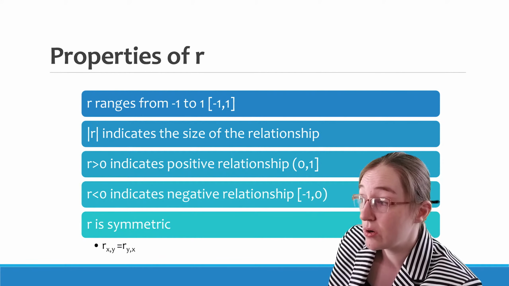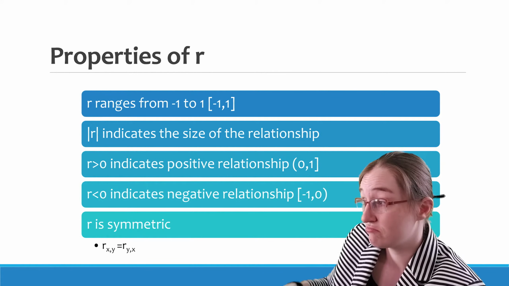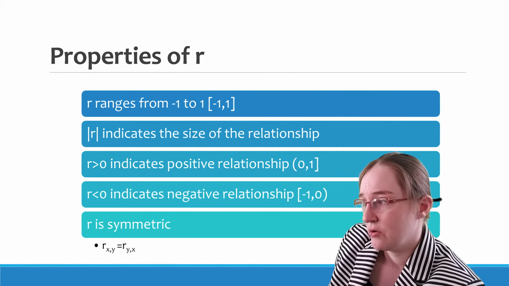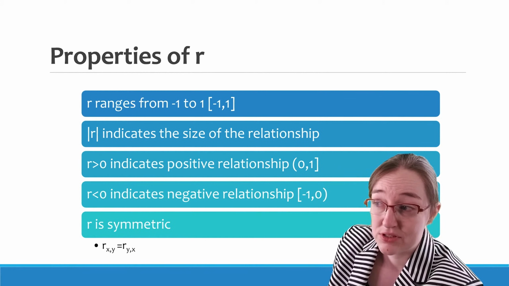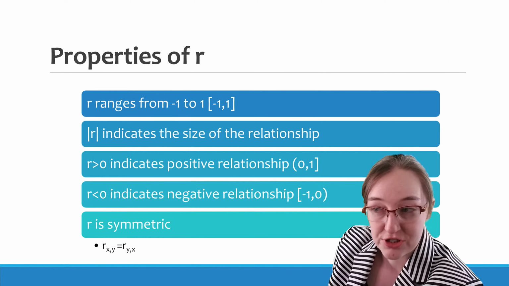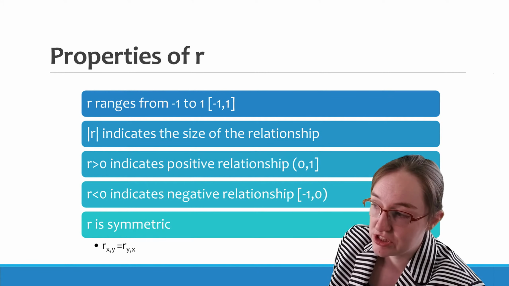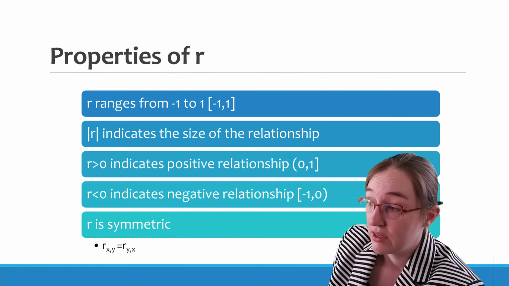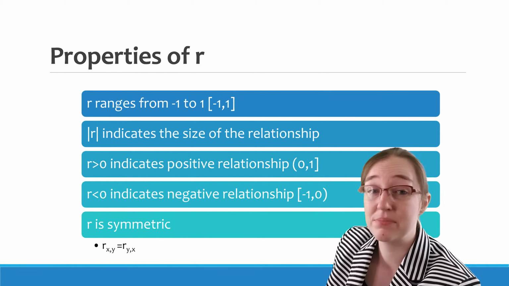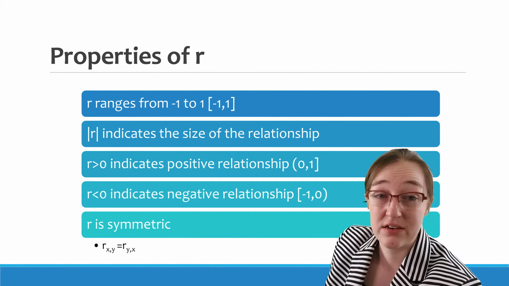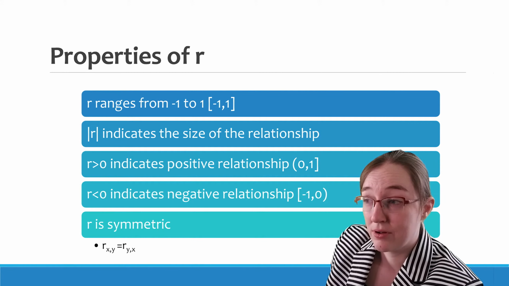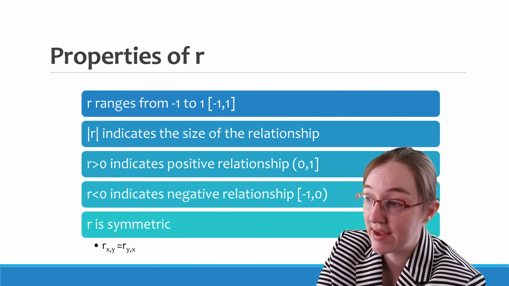But anyway, so correlation is measured this way. Positive values, so correlations greater than 0, indicate a positive relationship, versus correlations that are negative indicate a negative relationship. So for a positive relationship, as one value goes up, so does the other. For a negative relationship, as one goes up, the other goes down.